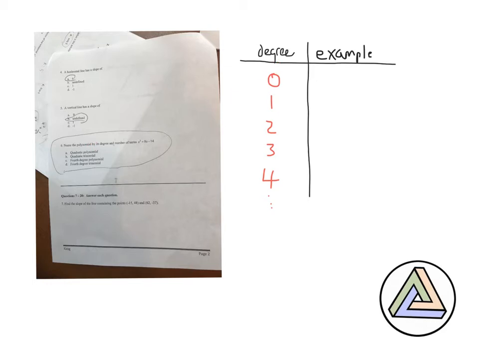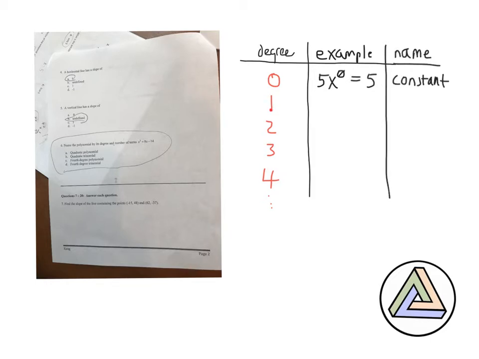So for example, if you have something with a degree of 0, imagine having 5x to the 0 power. Well, that just equals 5, because the exponent of 0 turns x into a 1, so it's really 5 times 1 equals 5. And what we would call that is a constant.